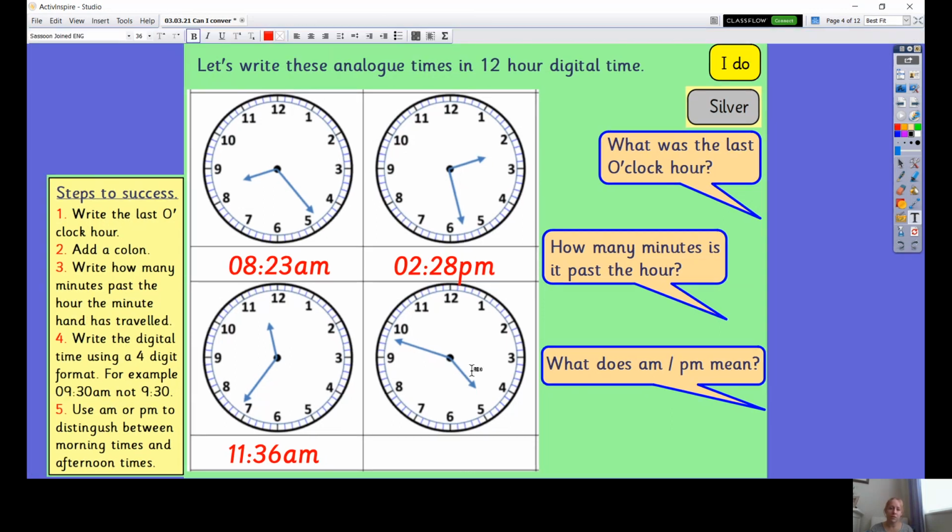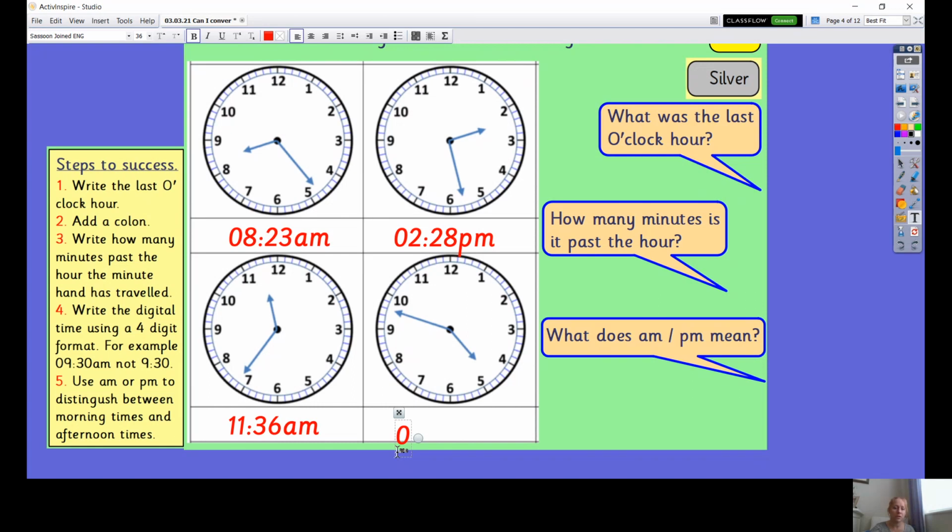We have got the back up to the top of our steps to success. Write the last o'clock hour. So it hasn't quite got to the 5 yet, so it must have been 4. Again, I'm going to do 04 because 4 is not a 2-digit number. Step 2, add a colon. Okay, then. And then write how many minutes passed.